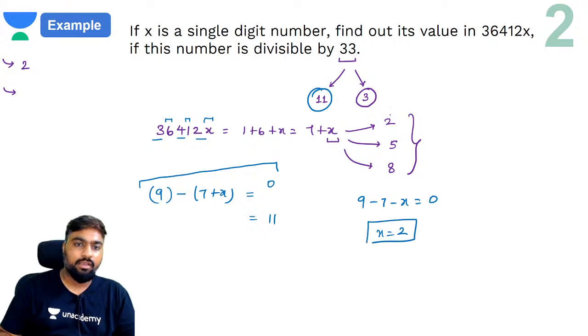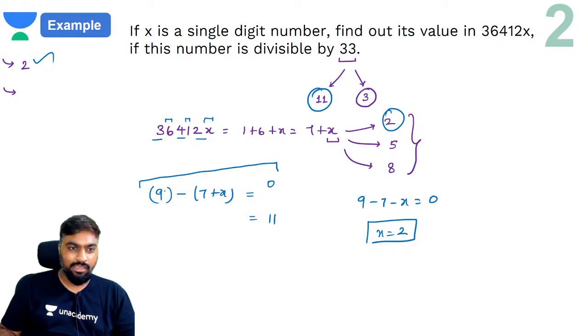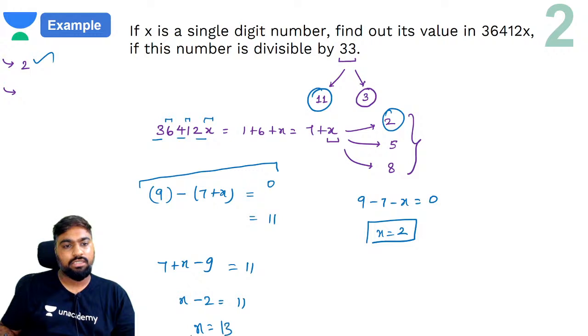One thing common, 2 and 2, so 2 could be our answer. Let's check for 11 also. In case of 11, 9 minus whatever won't give you 11, so it has to be the other way around. 7 plus x minus 9 should be 11, or x minus 2 should be 11, or x will be equal to 13.